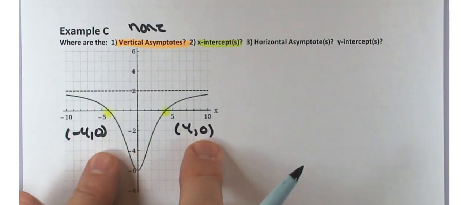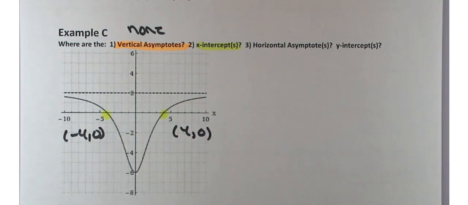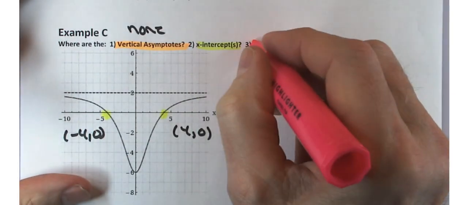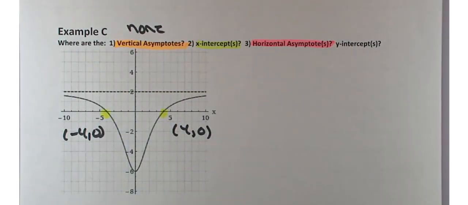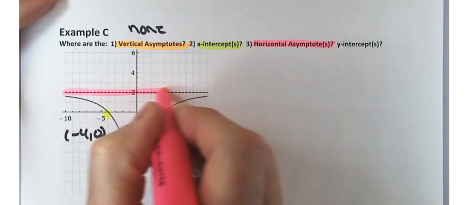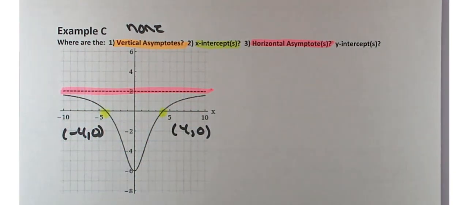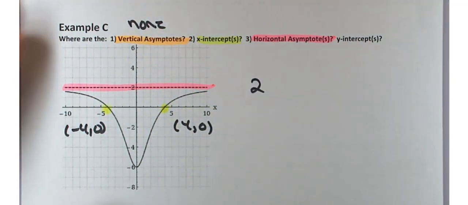Remember, you would find those by setting y equal to 0 and solving for the numerator equal to 0. What else? Horizontal asymptotes. Got one of those? Yeah. What's the horizontal asymptote? 2. Yeah. Y equals 2. Please be careful on an exam. If you give me just 2, I'll be unhappy.